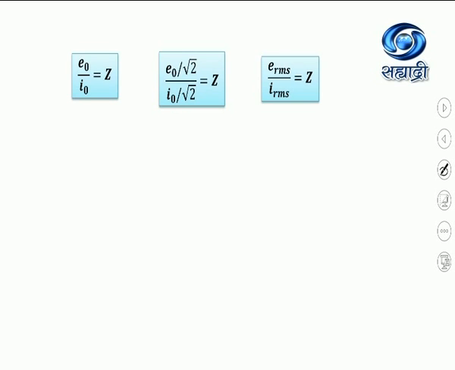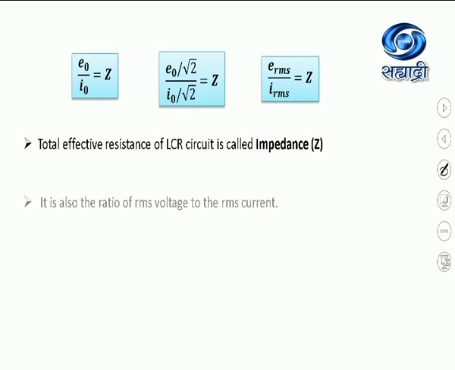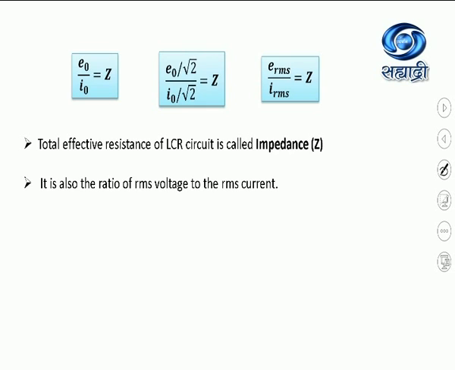So we get that the ratio of RMS value of the EMF applied across the series combination to the RMS value of the current flowing through this series combination represents the impedance, and that is the total effective resistance of the LCR series circuit. It is also the ratio of RMS voltage to RMS current. Impedance is expressed in ohm.